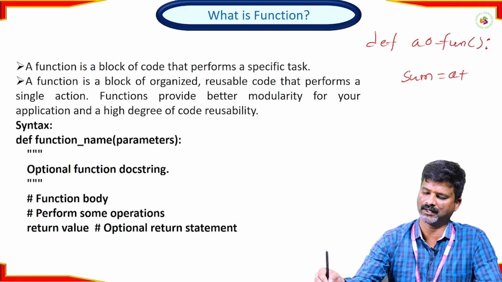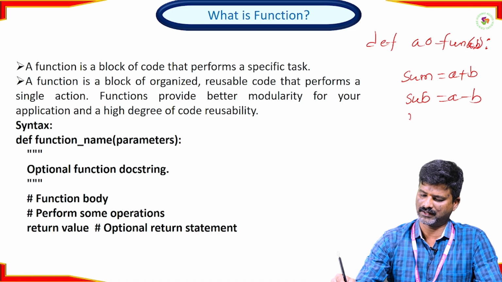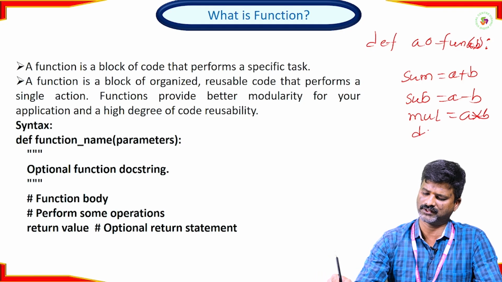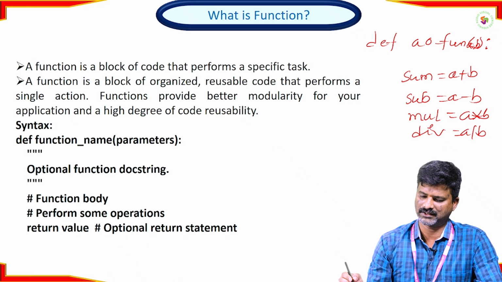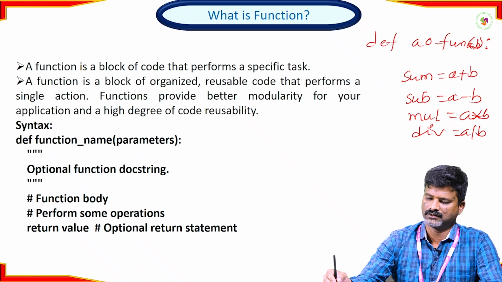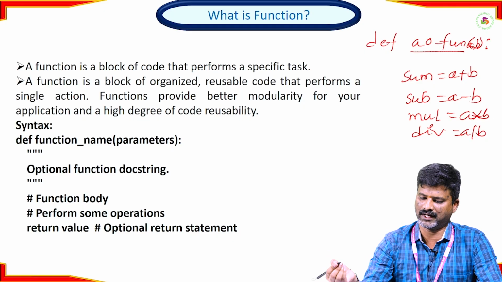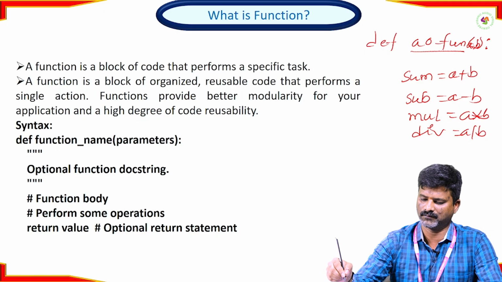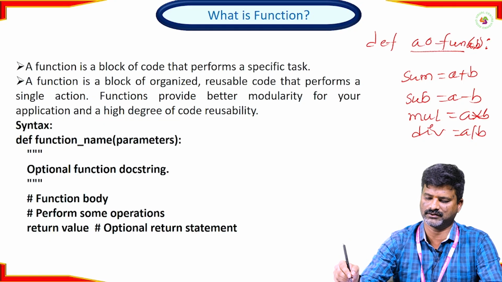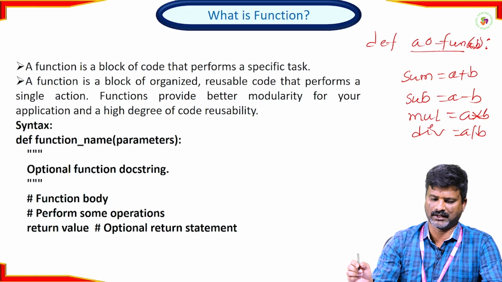I am passing two parameters, a comma b, and performing sum, subtraction, multiplication, and division, a by b. Like this I am performing different operations inside this function. With the help of this name I call this particular function. Whatever operations you perform inside the function will be executed sequentially, one after the other.